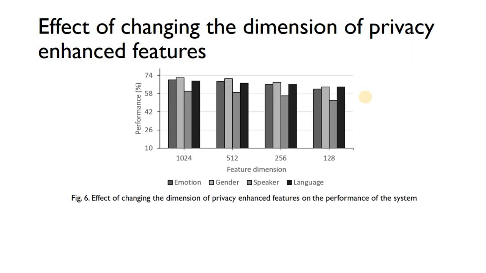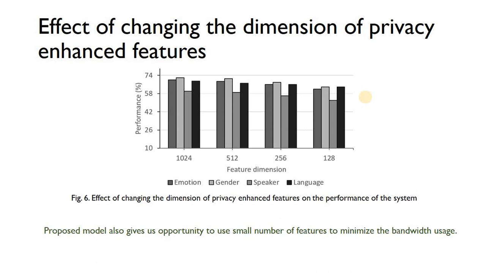We also evaluate the model using different dimensions of privacy enhanced features. So here are the results. We use 1024, 512, 256 and 128. We can see that by using the small dimension of the feature, we are achieving slightly less accuracy for emotion, gender and language identification. However, we can minimize the bandwidth usage of the network using the small number of dimensions. So this shows that our proposed model also gives us the opportunity to use a small number of features to minimize the bandwidth usage.